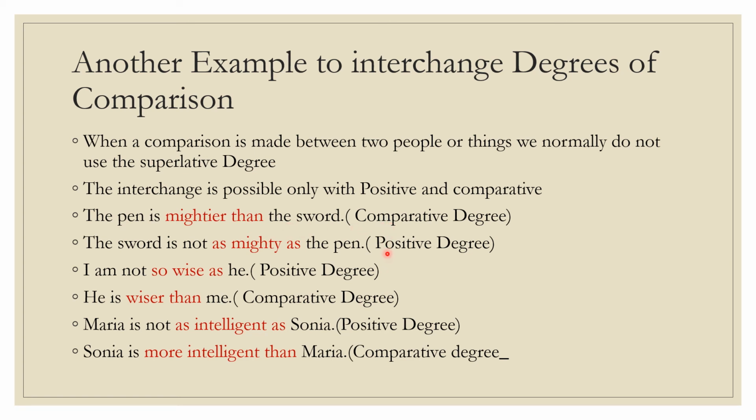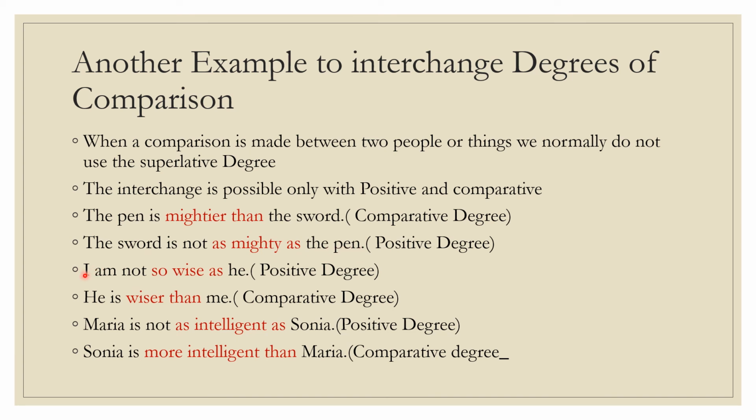You have to change it to the positive degree. So the answer in the positive degree is: the sword is not as mighty as the pen. We know that in the positive degree, it has to be as good as, or as mighty as, so good as, or whatever, as dash as. That's the positive degree. So here the positive degree: the sword is not as mighty as the pen.